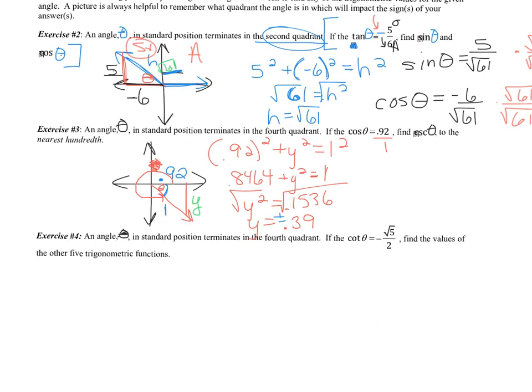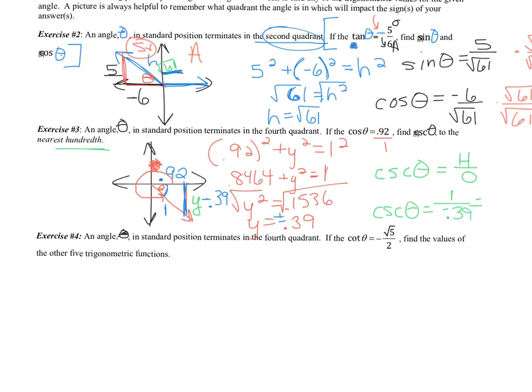Now, when I go over to my picture, I see that y actually is negative, so I'm going to label this with the negative value of 0.39. So we're actually throwing out the positive value. So now I just need to find cosecant of theta. I know that's the reciprocal of sine, so I do hypotenuse over opposite. So my hypotenuse is 1, my opposite is negative 0.39. I want to type that in to get the nearest hundredth.